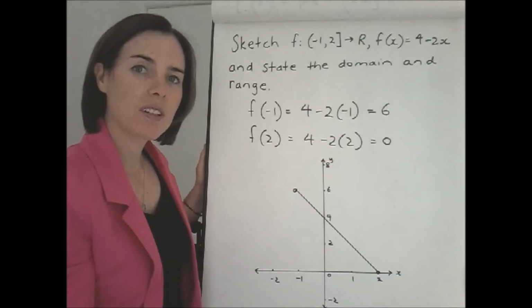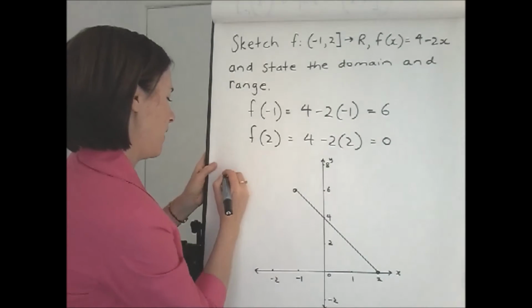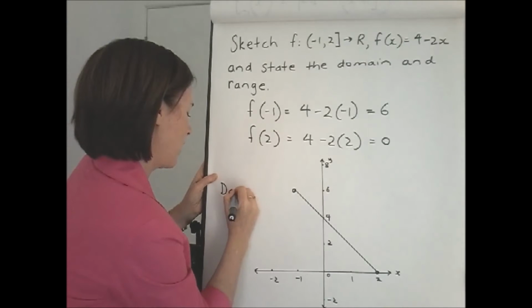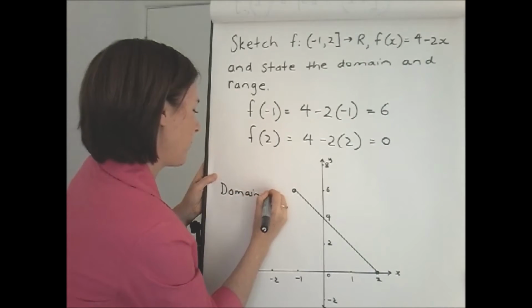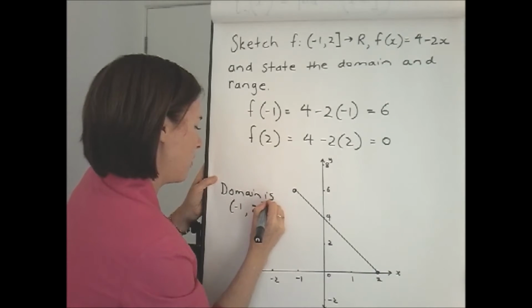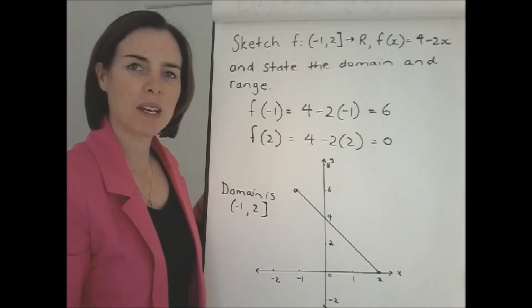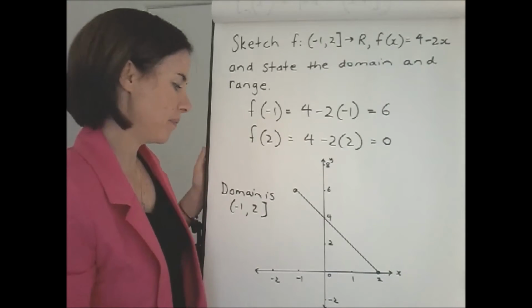Okay, that's the graph. We need to state the domain and range. So I'll do that here. The domain is given to us. -1 and 2, there we go. And so I suppose that part of the question is just to make sure you understand that that's the domain.